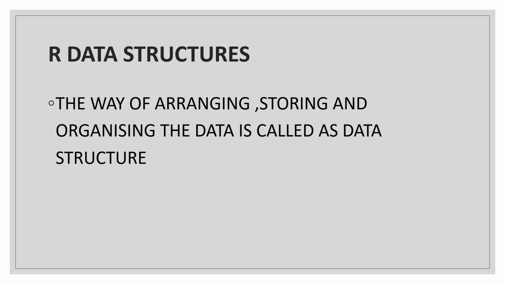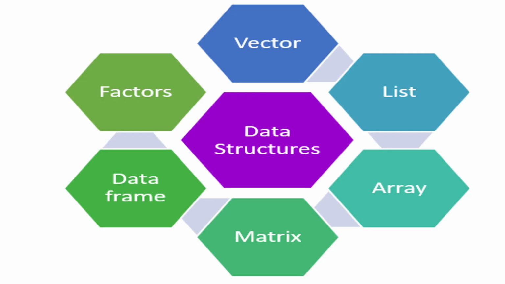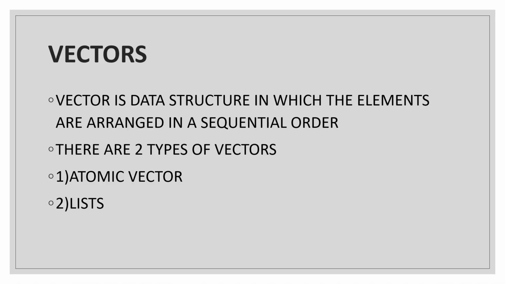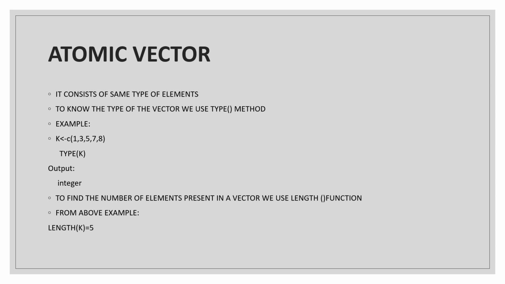So basically, data structure is a way of arranging, storing and also organizing the data. Our data structure consists of vectors, lists, arrays, matrix, factors and data frames. So let us see what is vectors. Vector is a data structure in which the elements are arranged in a sequential order. There are two types of vectors. One is atomic vector and the other is list. So firstly let us see what is atomic vector. Atomic vector consists of similar type of elements, whereas lists consists of similar or different types of elements.